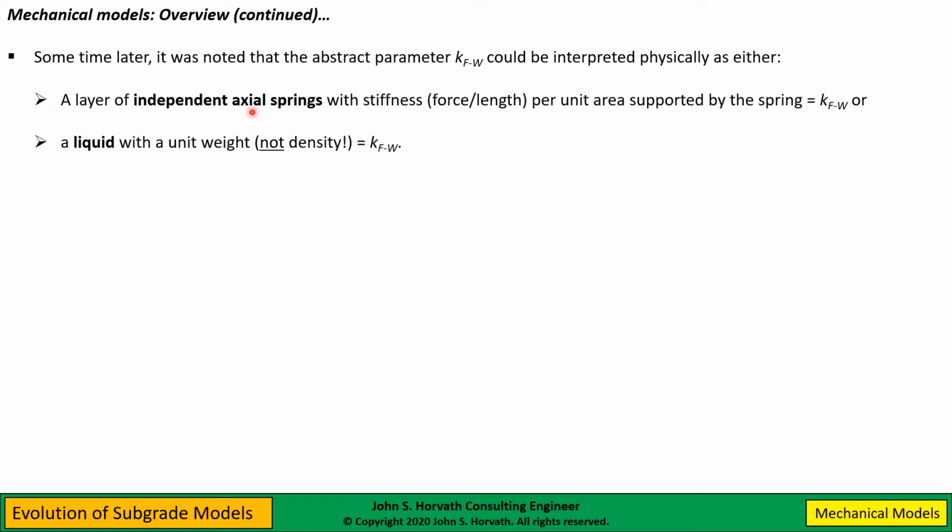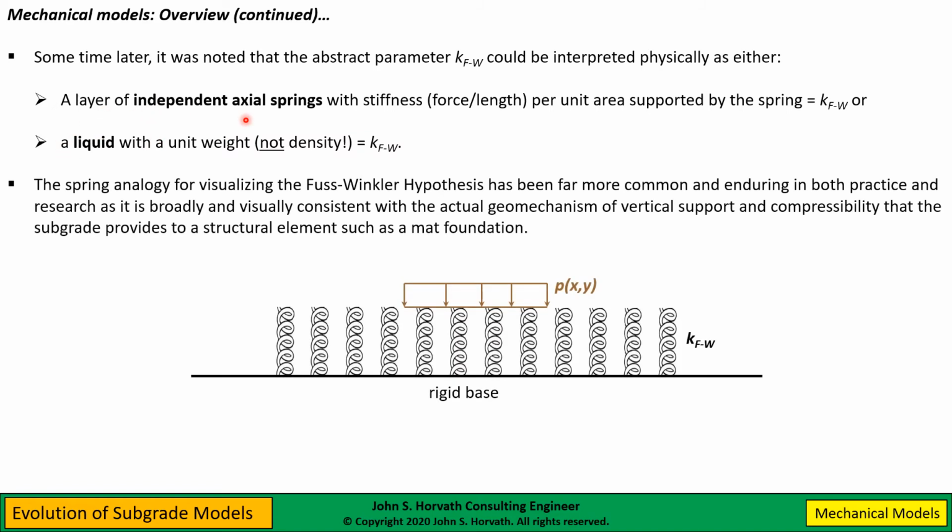Curiously, and this is just an aside, I've seen in many publications people say, oh, a dense liquid. I don't know why they need to use the adjective dense here. It's a liquid. I don't know whether they think it's somehow got to be dense so this mat will float on it. From that perspective, I guess that's where they're coming from. But it's just got to be liquid. There's no need to say dense. I'm only going to use the spring analogy. It's far more common and enduring in practice. It also kind of is visually pleasing for the way that a real soil subgrade behaves.